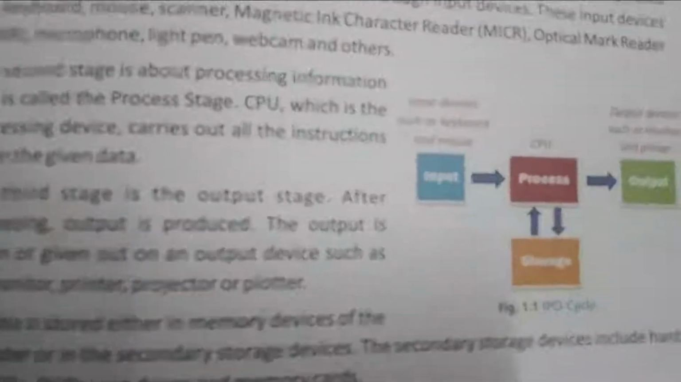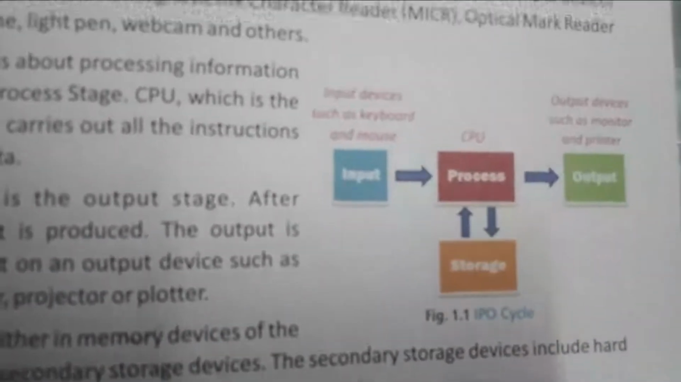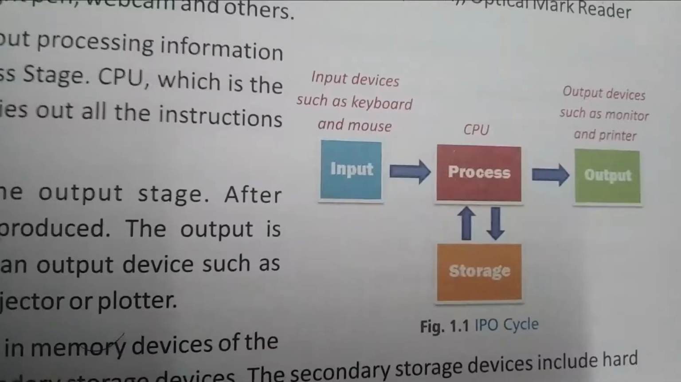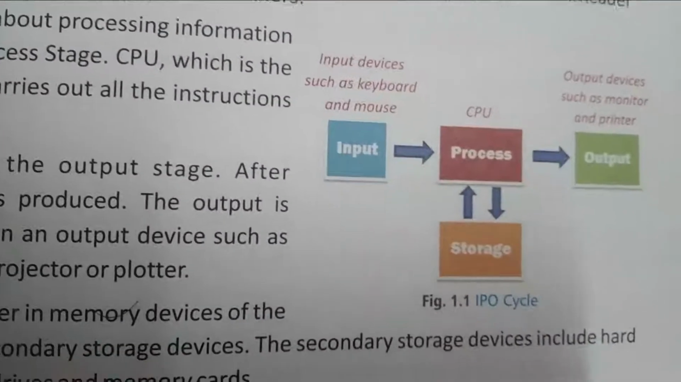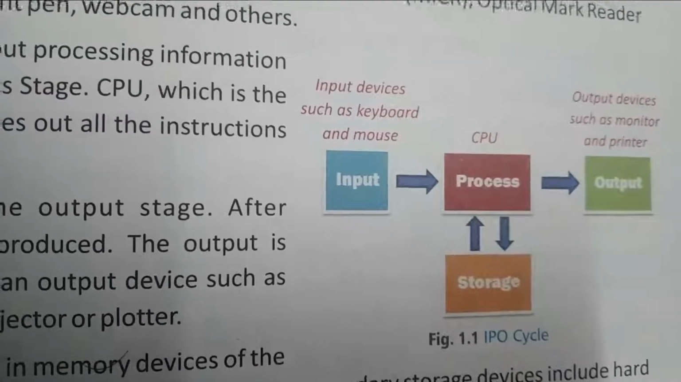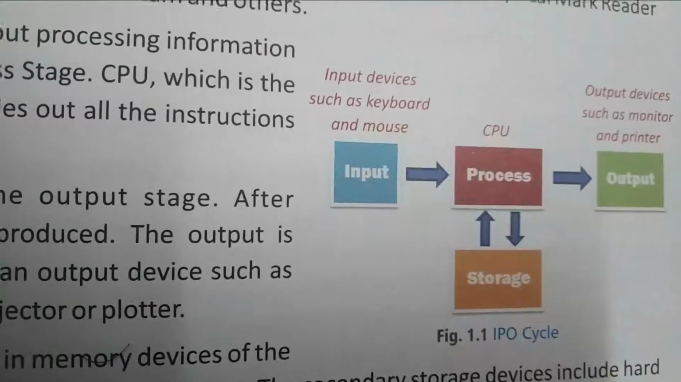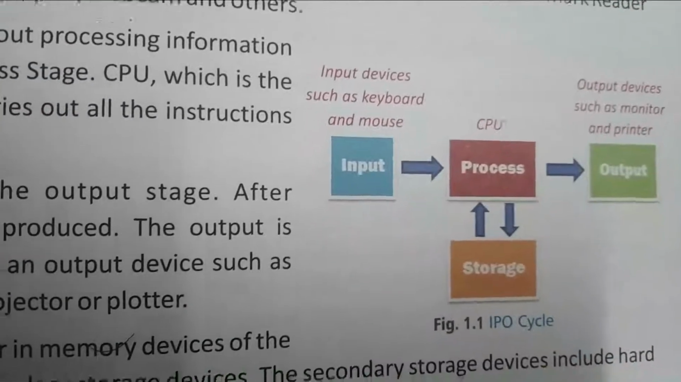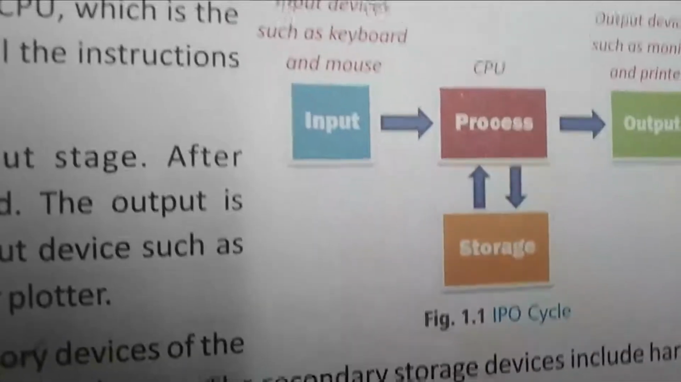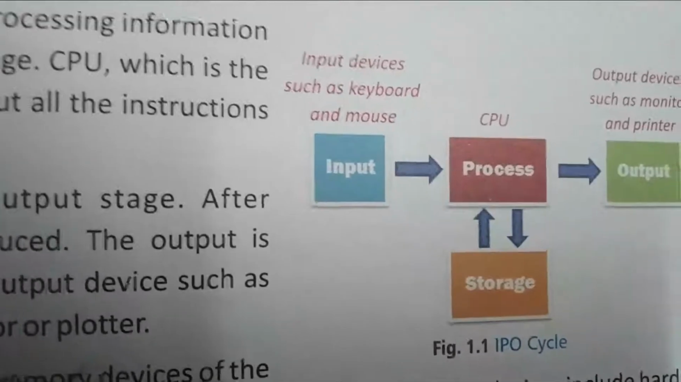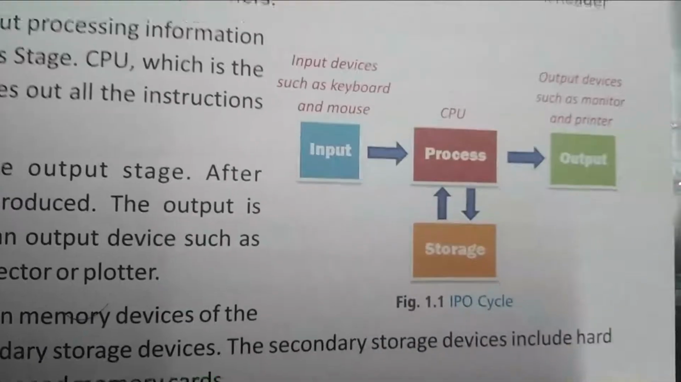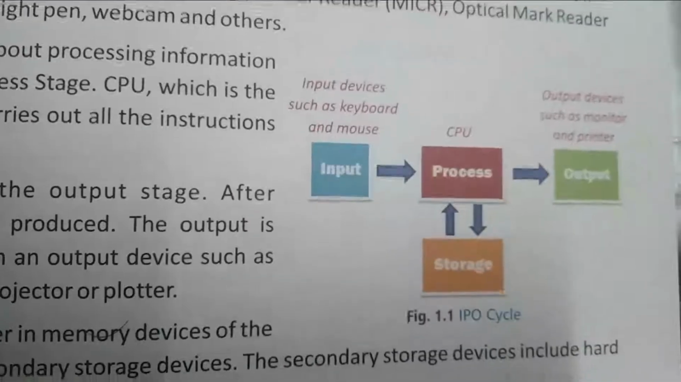Okay, see, you can just look at this image and find out very clearly. It is very easily explained. The first one is input. Then the process takes place. In between there is a device called storage, with data going and coming up and down. This is the storage system. Then comes the output. These are the main three parts.